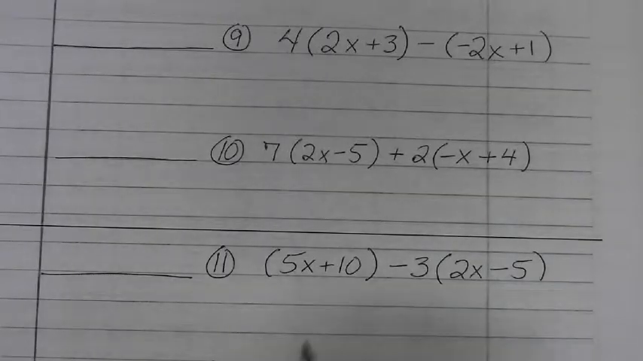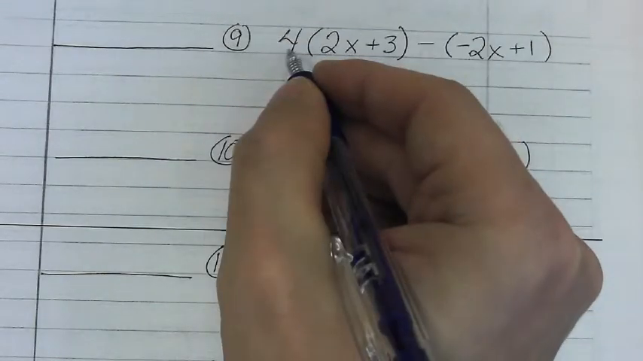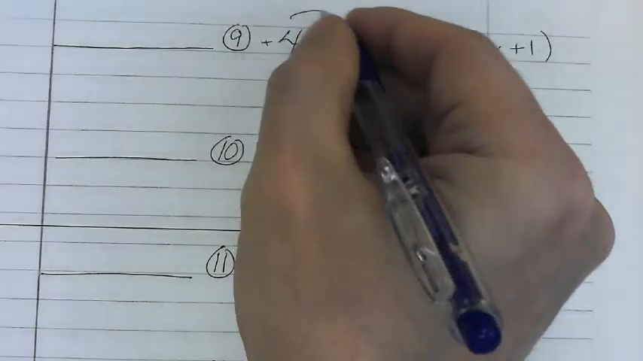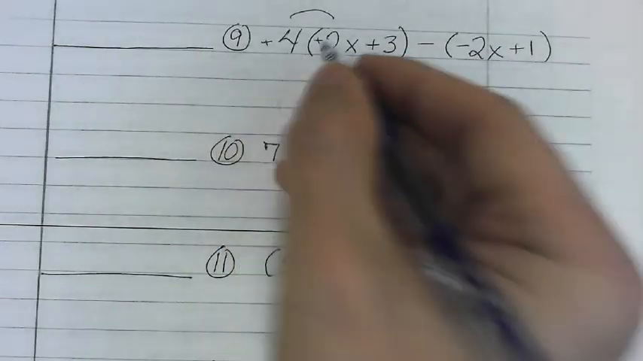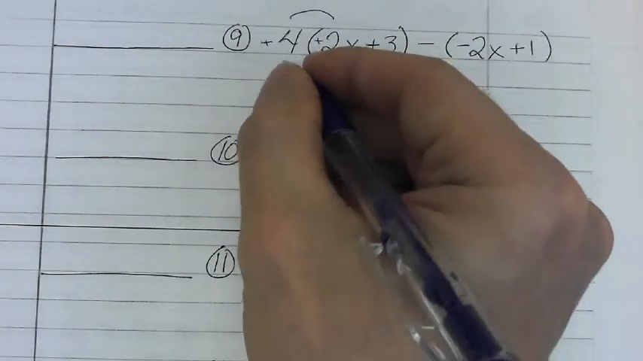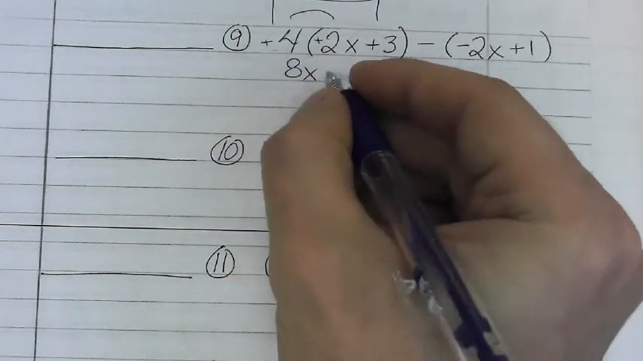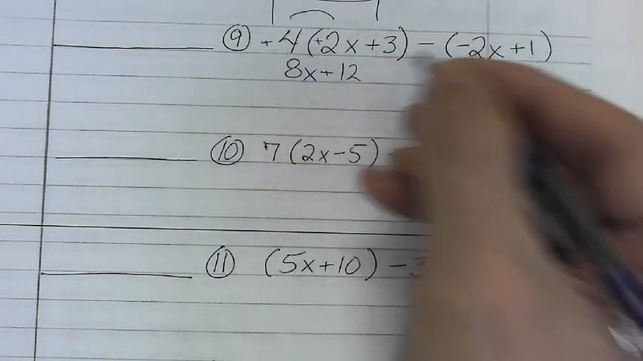Alright, the fun continues. Here, if I don't have a sign in front of this 4, if there's no sign, assume it's positive. Same thing with the 2. Signs here are the same. 4 times 2x is 8x. Here, signs are the same. 4 times 3 is 12.